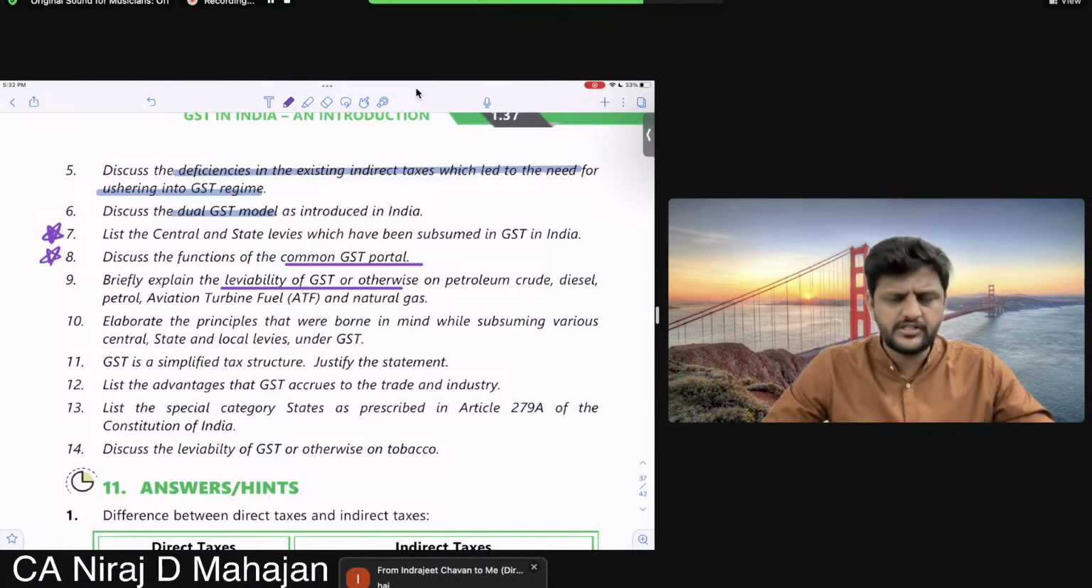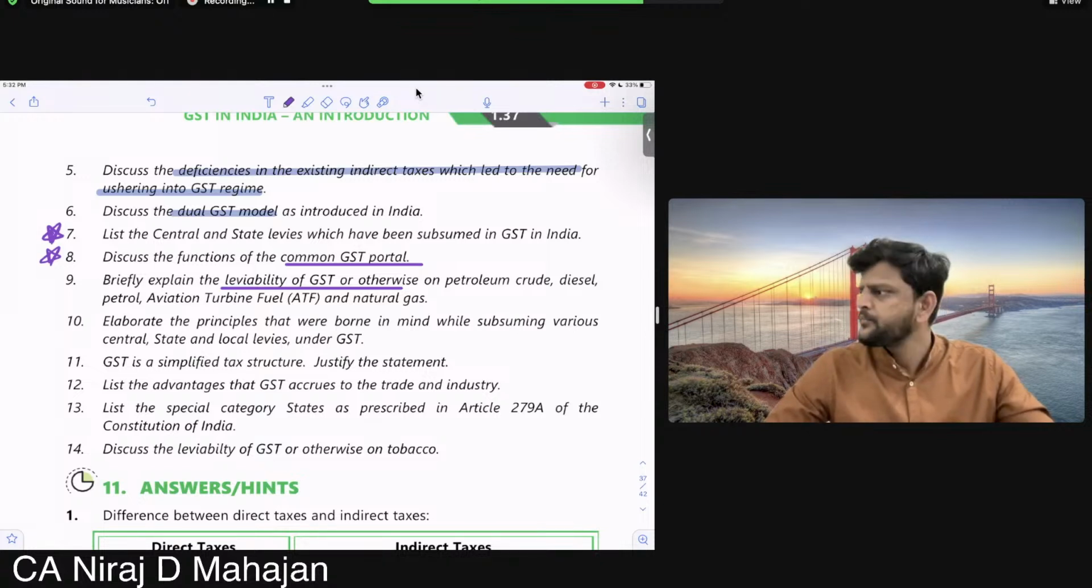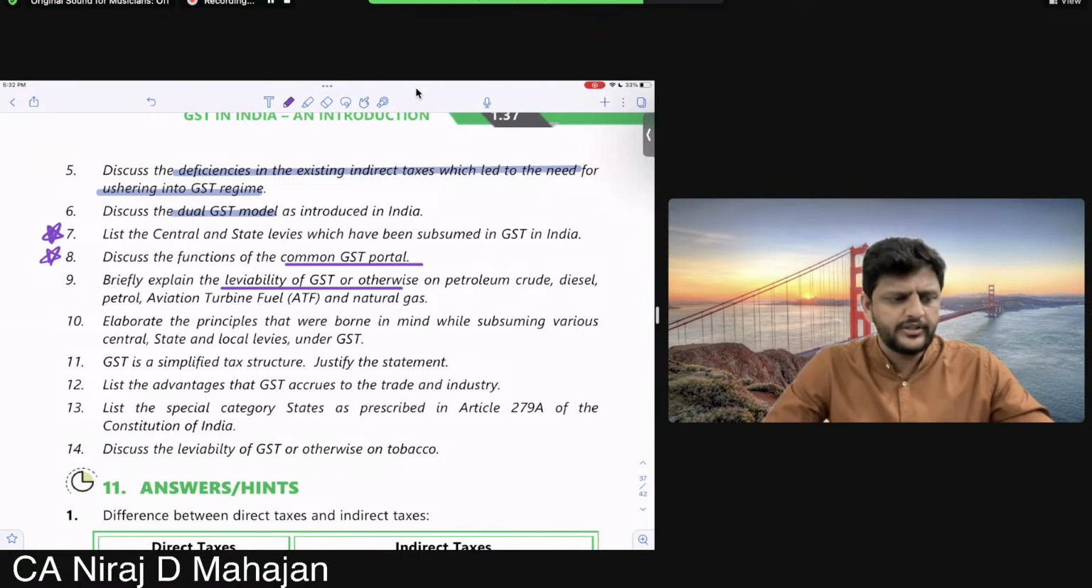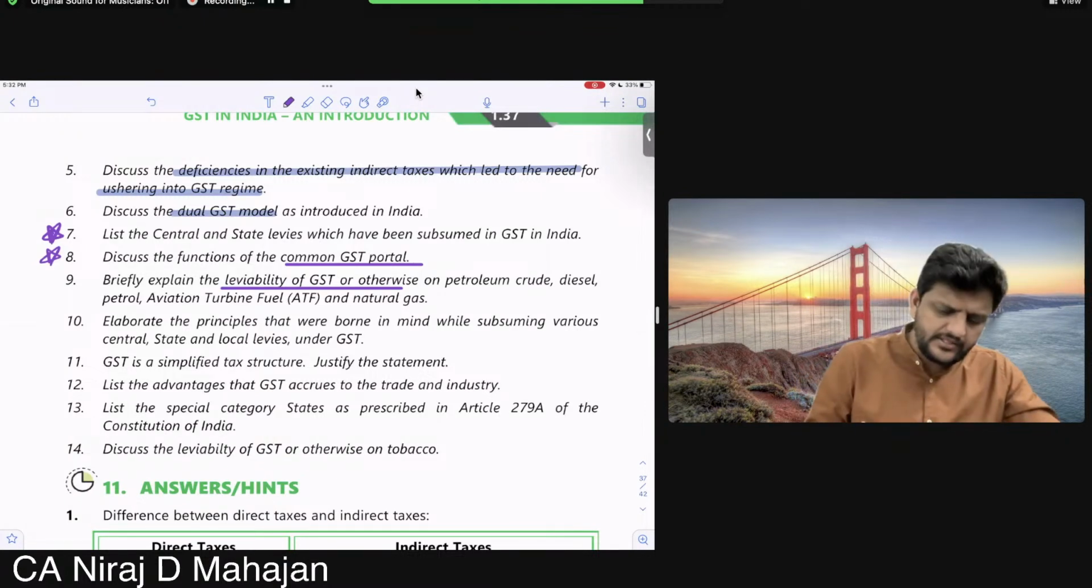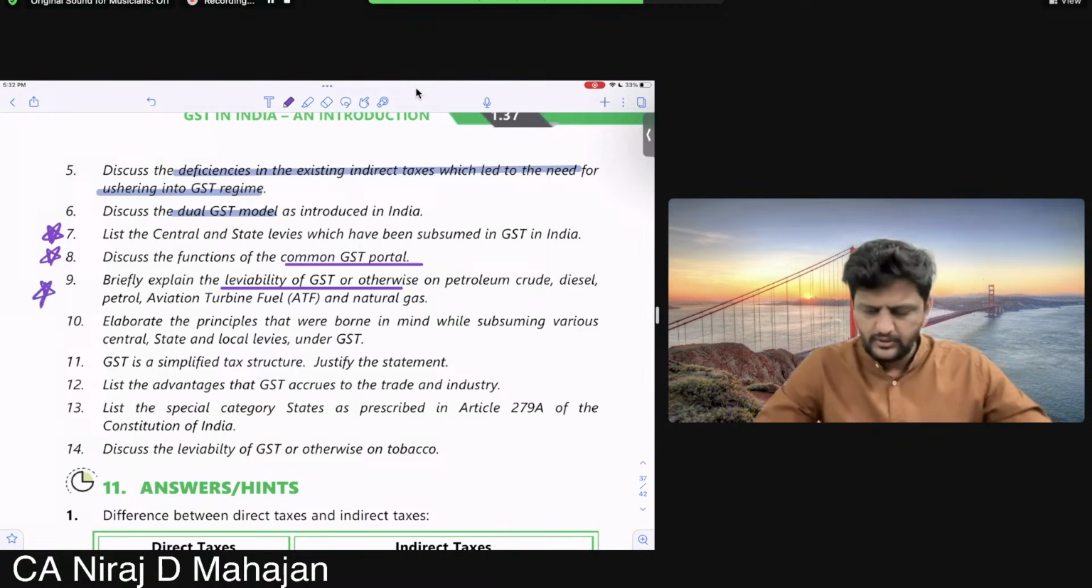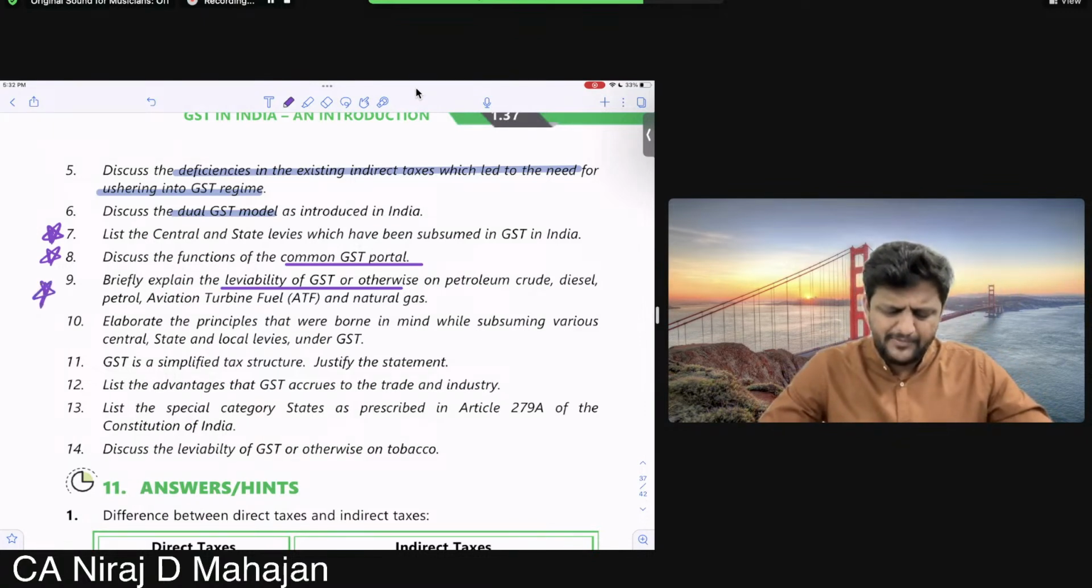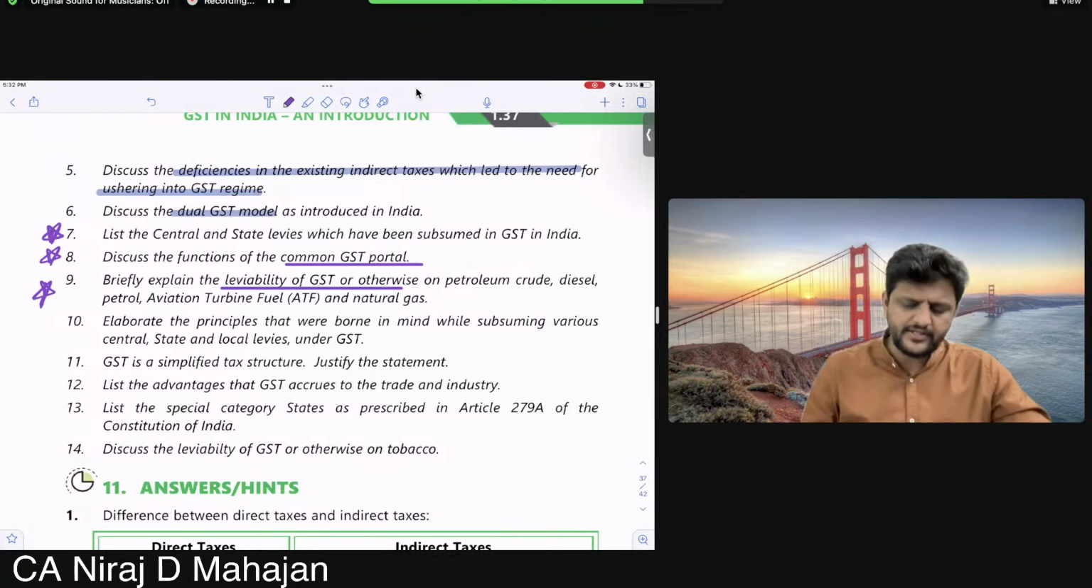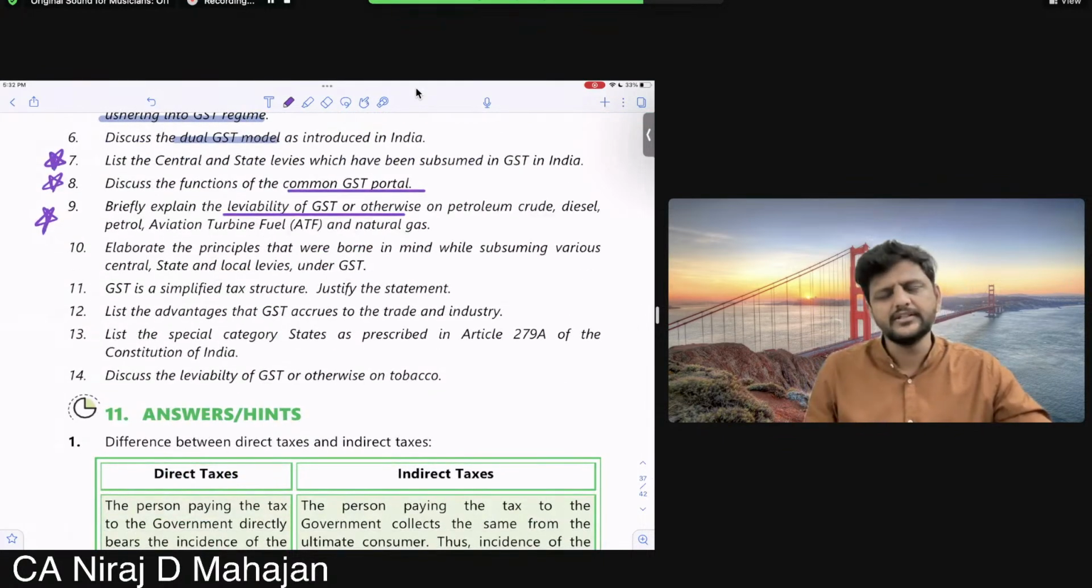They are part of GST. The only problem is that the rate of GST is not clarified on these items yet. Understood? So again, that is an important question. Then, elaborate the principles that were kept in mind while subsuming central, state and local levies. That means they should be fair, there should be uniformity, the credit should be taken and all of that. GST is a simplified tax structure. You have to justify. These are all by-heart questions, okay children?